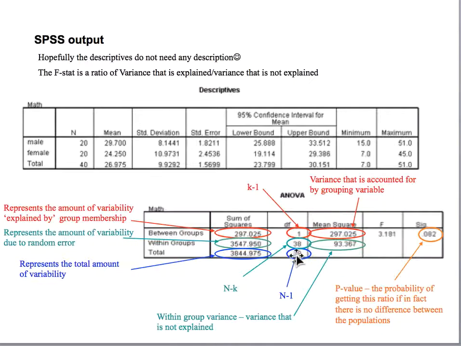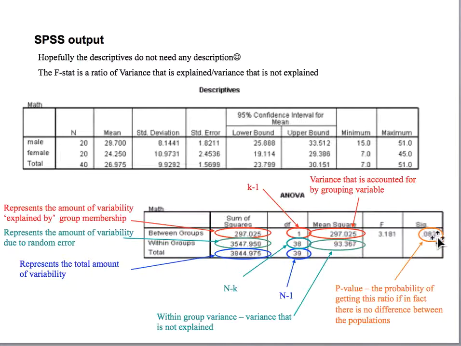My degrees of freedom are calculated here again. First one is k minus 1. Second one is N minus k. Third one is big N minus 1. My mean squares are my variances. This is the amount of variance that can be accounted for by group membership. This is the amount of variance that can't be. And the F is the ratio.